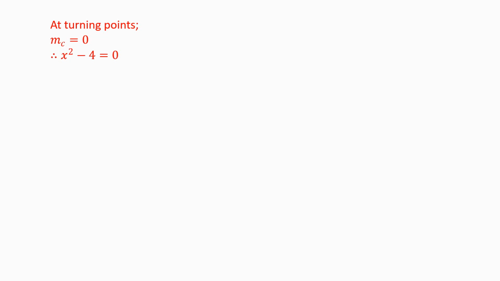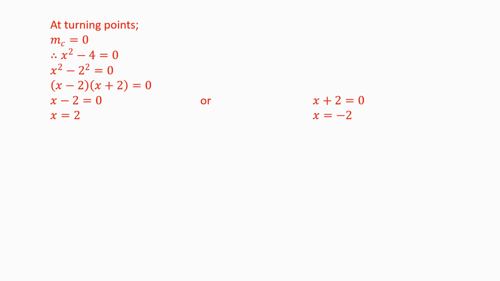Then we can rewrite this expression as x squared minus 2 squared equals 0. If you remember the quadratic identities, a squared minus b squared can be rewritten as a minus b, a plus b. So we can rewrite x squared minus 2 squared as x minus 2, x plus 2. So we have x minus 2 into x plus 2 equals 0. This means x minus 2 equals 0, or x plus 2 equals 0. In the first part we add 2 on both sides, and in the second part we subtract 2 on both sides. So x is either 2 or negative 2.